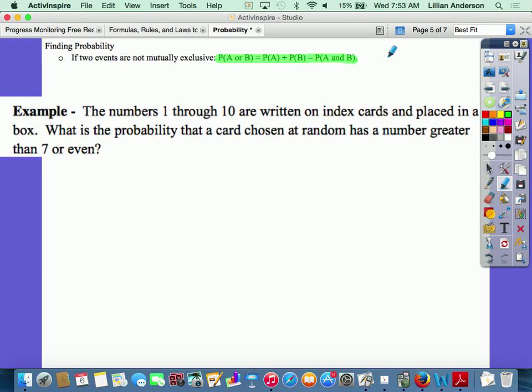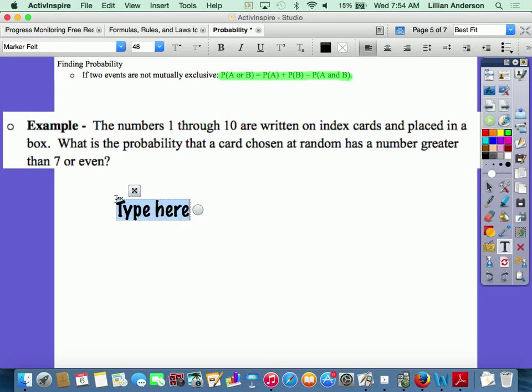What is the probability that a card chosen at random has a number greater than 7 or even? If you think about this, you have the index cards 1 through 10. If you want a number that's greater than 7, those are the numbers 7, 8, 9, and 10. And if you want an even number, that's going to be 2, 4, 6, 8, and 10.